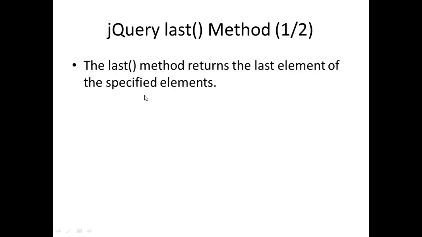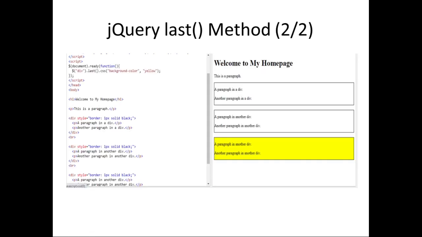The last method returns the last element of the specified elements. It's the same here. We have again three divisions. Then instead of first, we use div last with CSS background yellow. Since we have three divisions here, only the last division will be selected. So in our output, we have the three divisions here, and only the last division was selected.